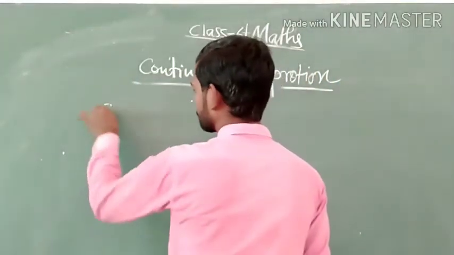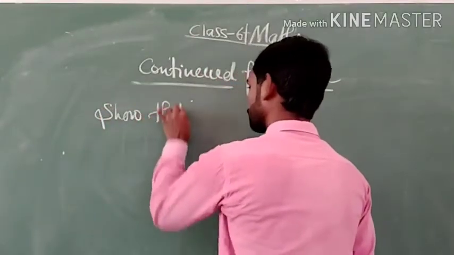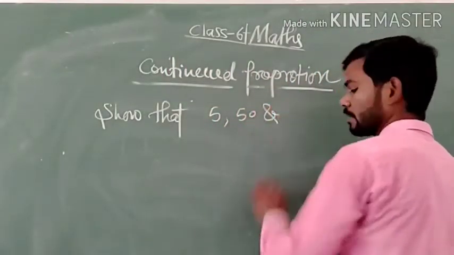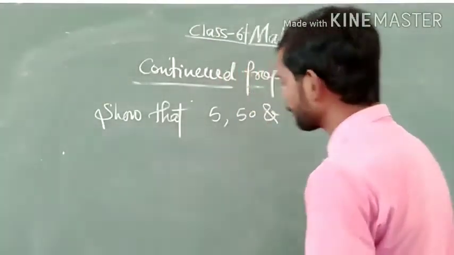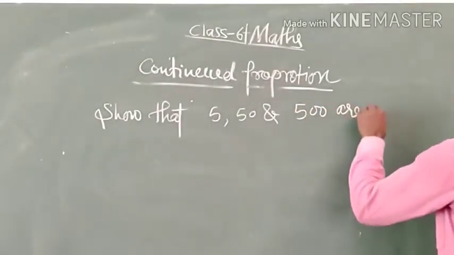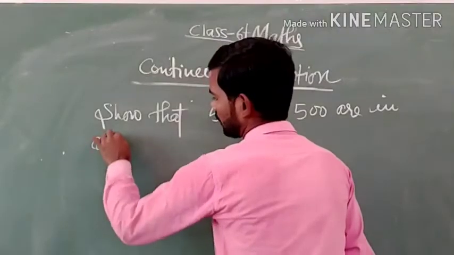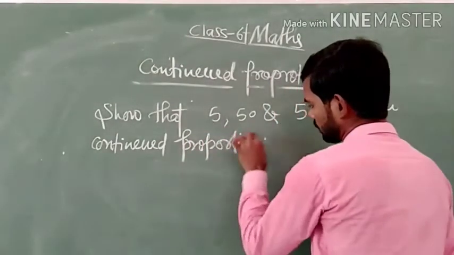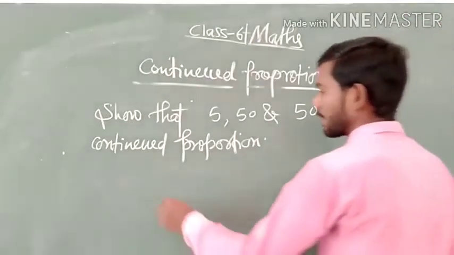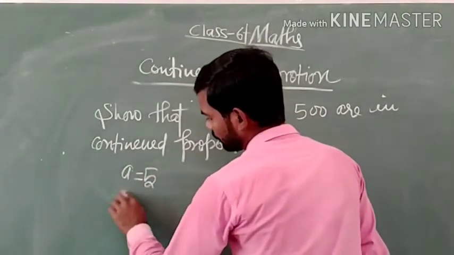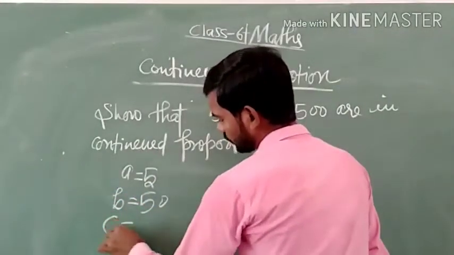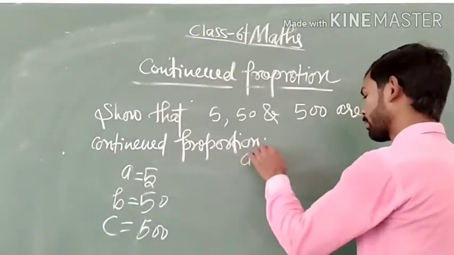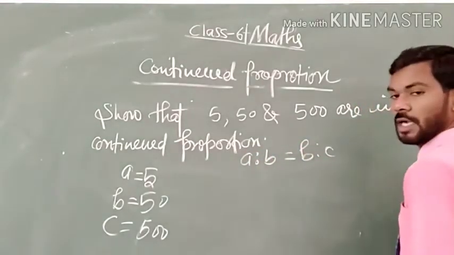Show that 5, 50 and 500 are in continued proportion. Okay, so here we can have A is equal to 5, B is equal to 50 and C is equal to 500. Now just write our basic formula, that is A ratio B is equal to B ratio C, and now just put in the values.